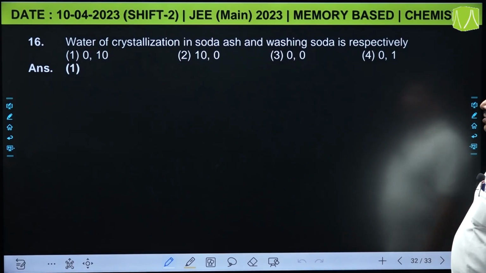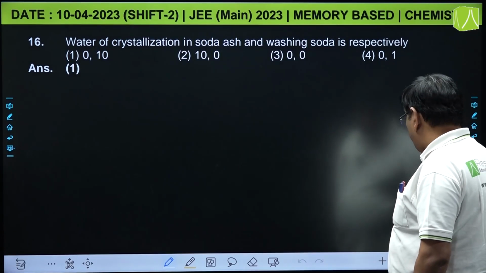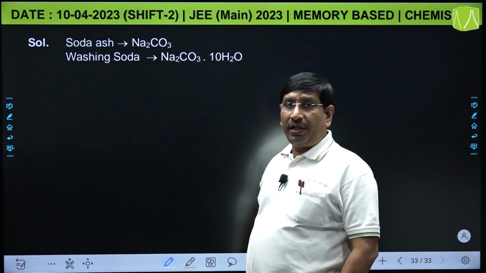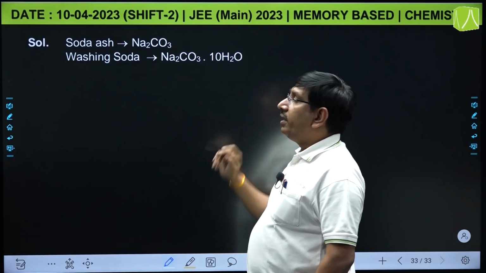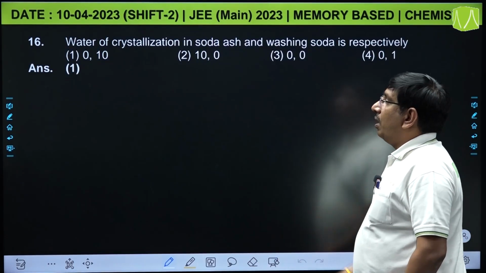Water of crystallization in soda ash and washing soda is respectively. Soda ash means anhydrous Na2CO3, washing soda is Na2CO3·10H2O, and here this is 0 and 10. So, the answer is 0 and 10, the first option.